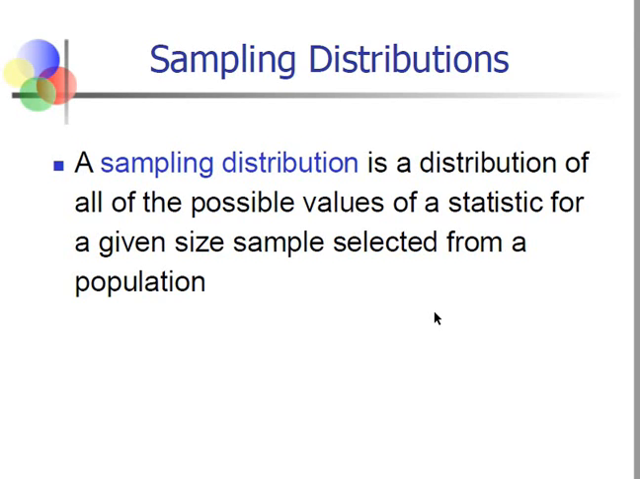Now, a statistic is just a piece of information that you get from a sample. If you calculate your mean from a sample, then your mean becomes your statistic or sample statistic. If you calculate your median from the sample, then your median becomes a sample statistic. So a statistic is just simply a piece of information that you get from a sample.